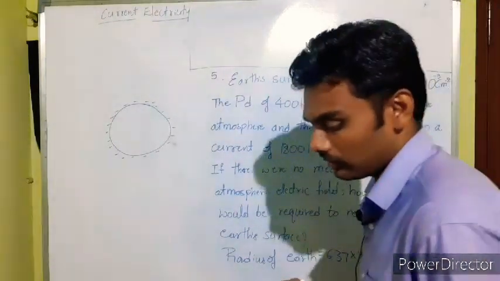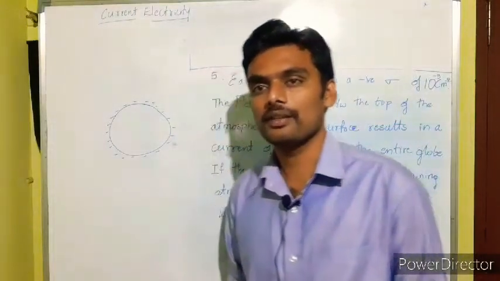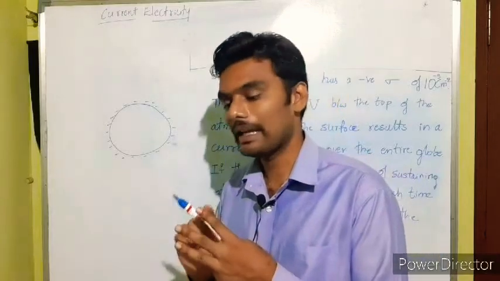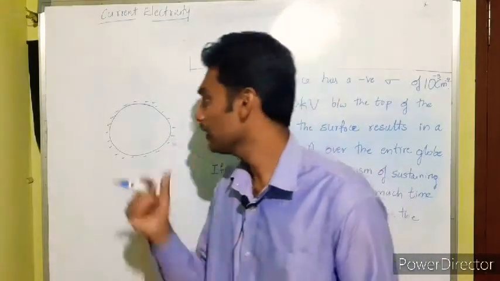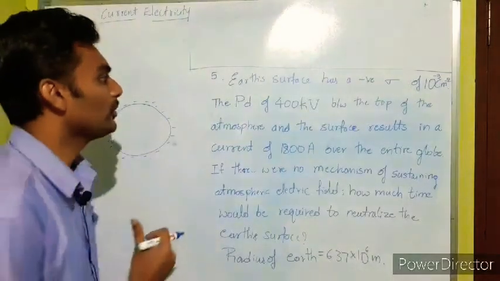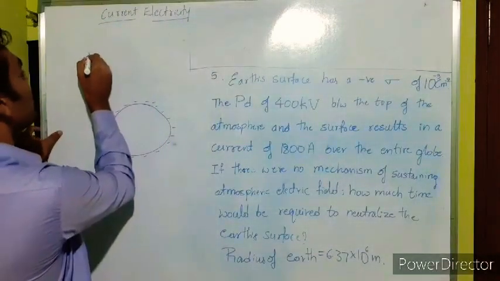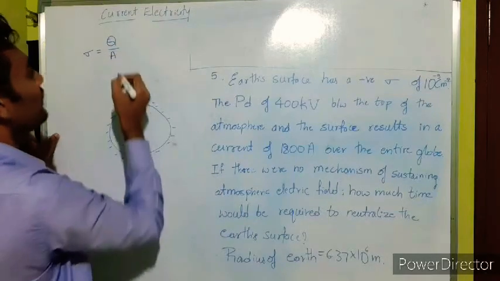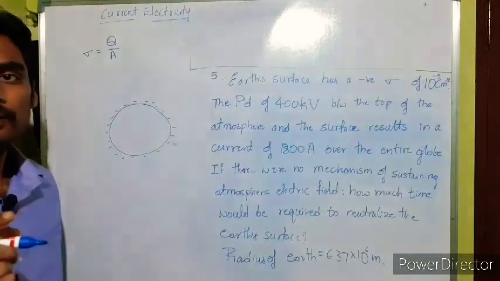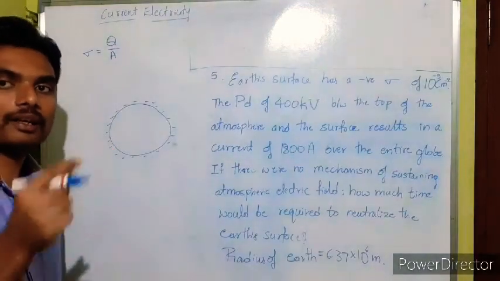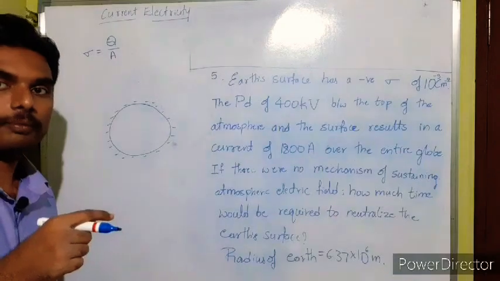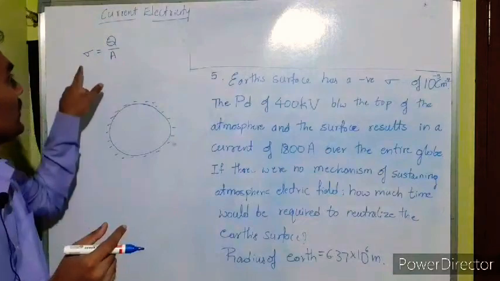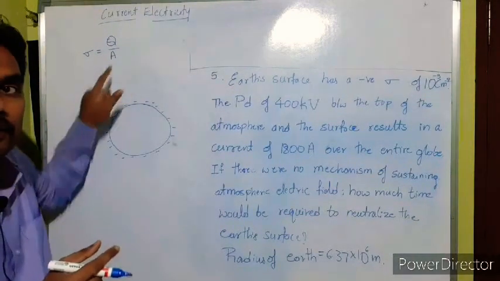You should remember there are three kinds of charge densities: linear charge density, surface charge density, and volume charge density: lambda, sigma, and rho. What is given here is sigma. Sigma is total charge divided by total area. Lambda is charge by length. Rho, the volume charge density, is charge by volume. Similarly, sigma is charge by surface area.